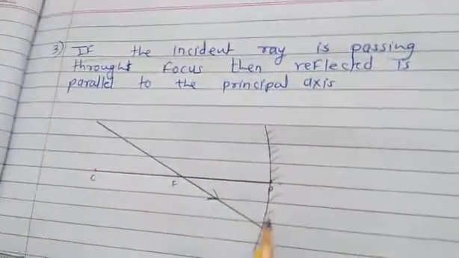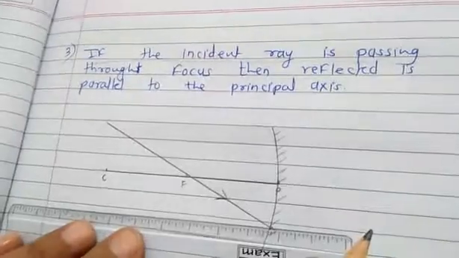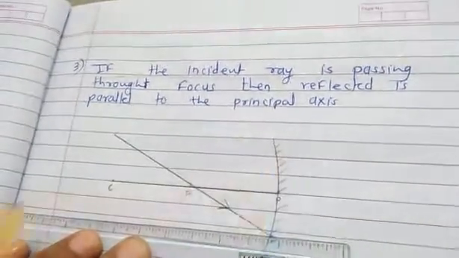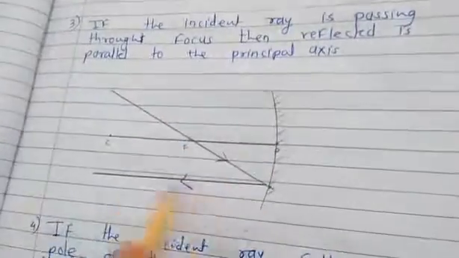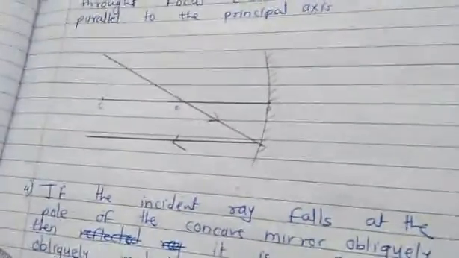Now this is the incident ray. It strikes here at this point. We have to draw the reflected ray. But how should it be? It should be parallel to the principal axis. So the reflected ray is parallel to the principal axis. It is that much simple.